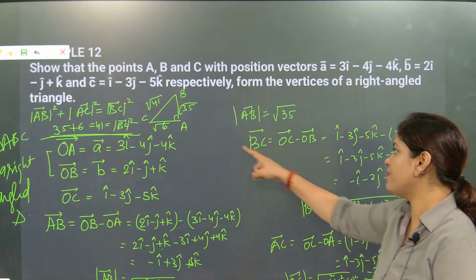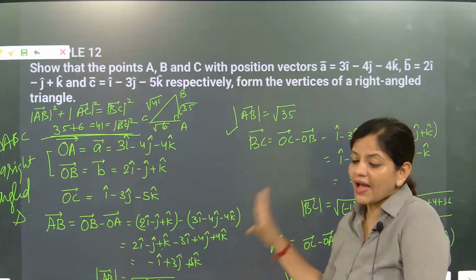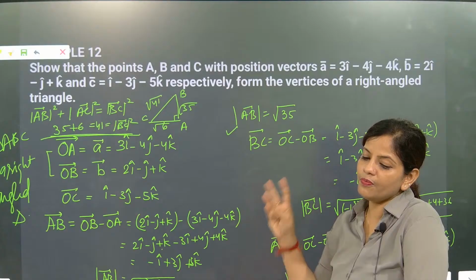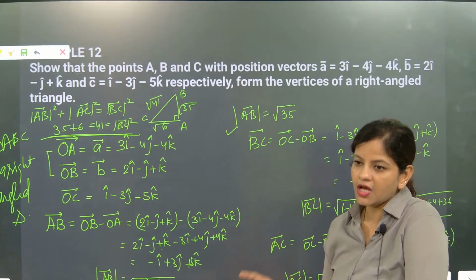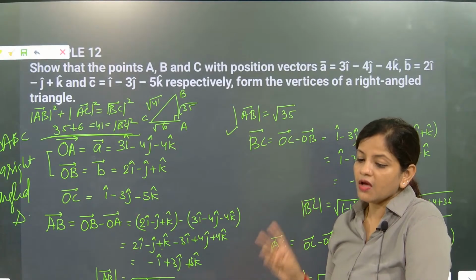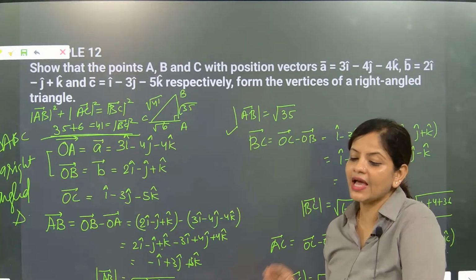I found AB by another method? No, same method. Magnitude of AB, magnitude of BC and magnitude of AC we got. Then beta, once we squared it, we came to know BC came as the hypotenuse.